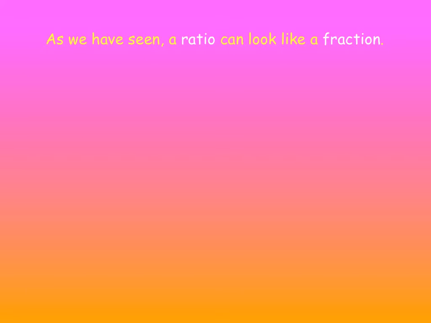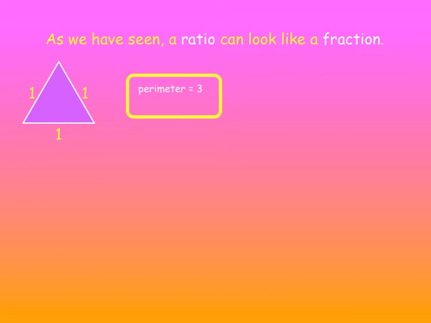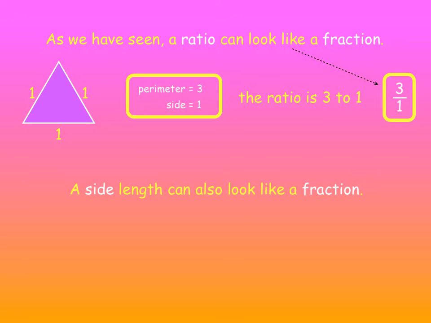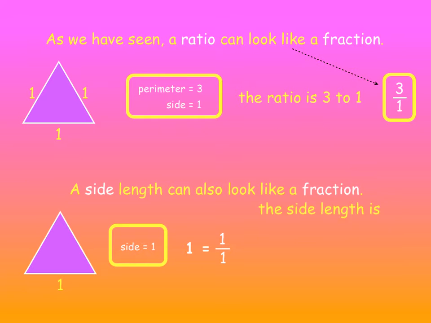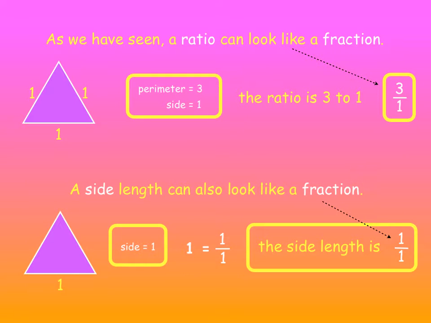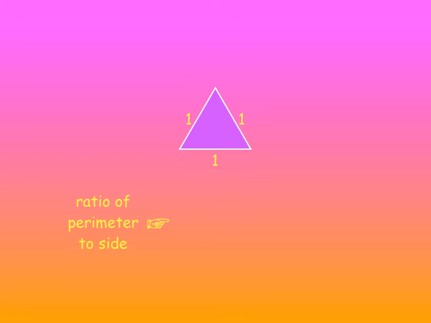As we have seen, a ratio can look like a fraction. This ratio is 3 to 1. Now there it looks like a fraction. And a side length can also look like a fraction. This side is 1 unit long, but 1 is the same as 1 over 1, or 1 divided by 1, or 1 whole. So the side length is 1 over 1. Now it looks like a fraction. The ratio of the perimeter to the side is 3 to 1. The side length itself is 1 over 1.